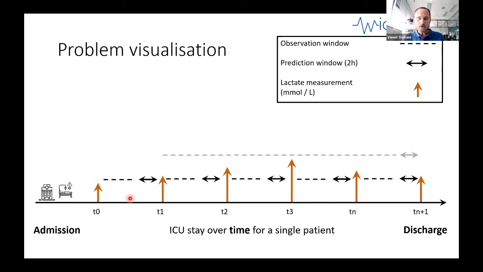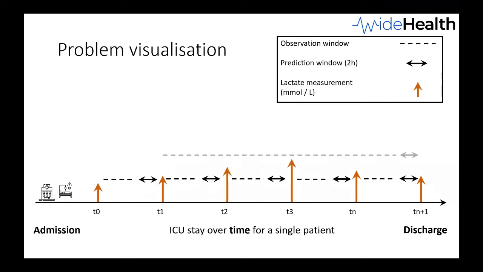So our objective is to take the variables that have been measured in this time and predict the next lactate 2 hours before. And then we also repeat this process for the subsequent lactate measurement. So then this one becomes our reference point, reference time. The variables are, of course, measured, and then we make the prediction.